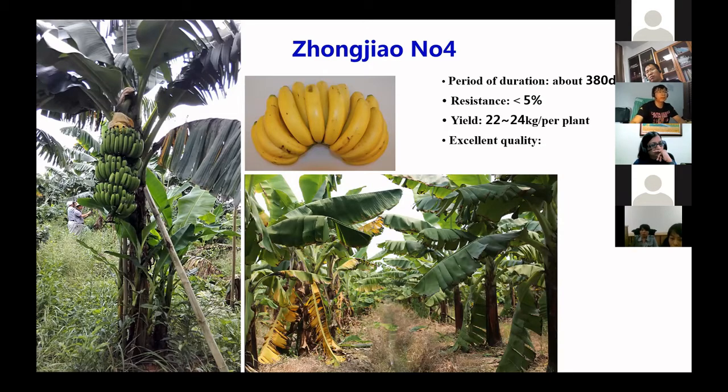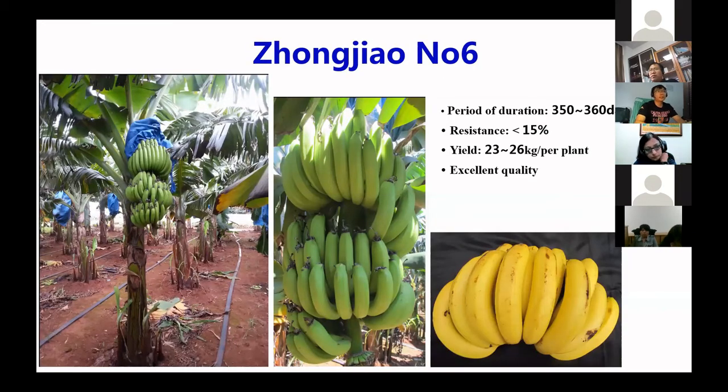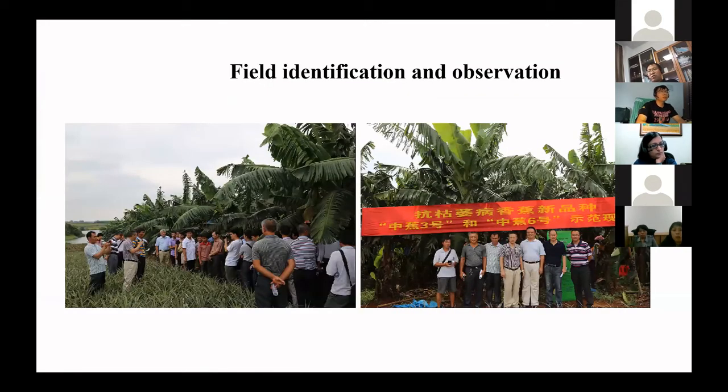It has a good yield, and also excellent quality. But the problem is maybe the cycle. I mean, the growing cycle is 1 month longer than the other varieties. This one is number 6. This has moderate resistance to TR4. It has good yield, also good quality, and the growing cycle is a little bit shorter than the Zhongjiao number 4. We have those clones in the field, so we want to do large scale evaluation in the field.